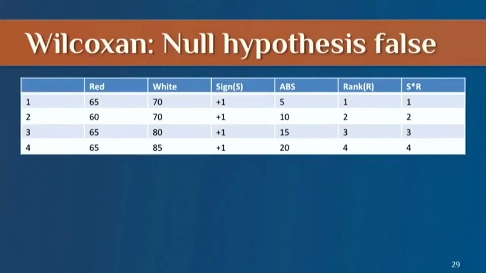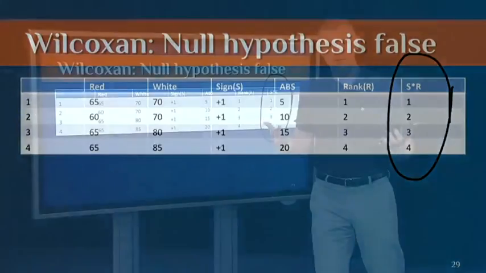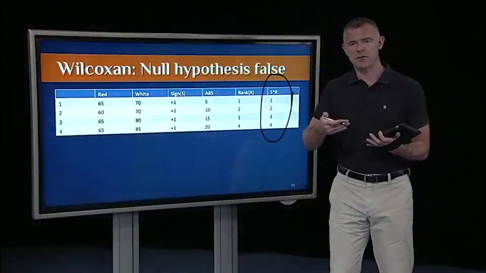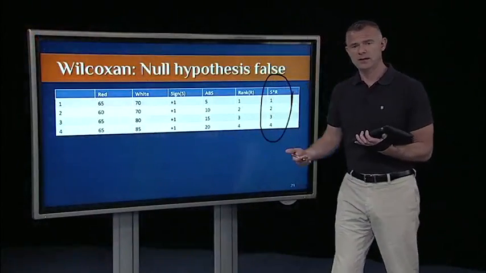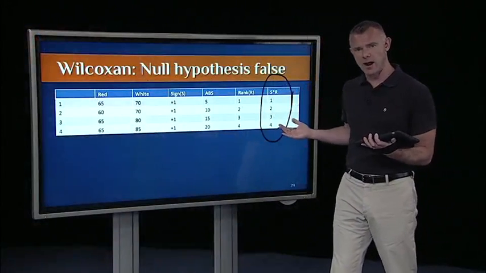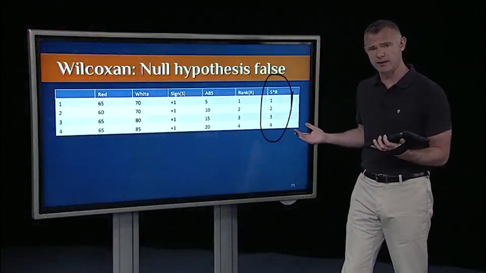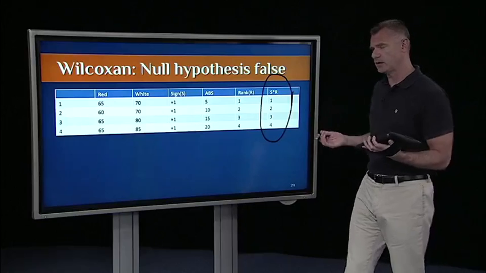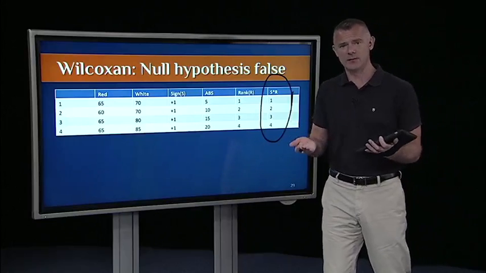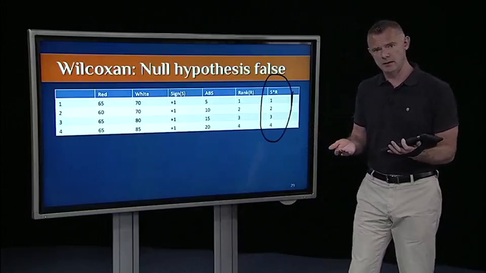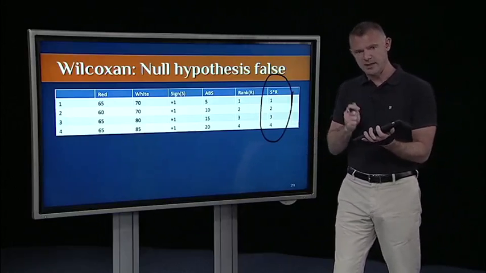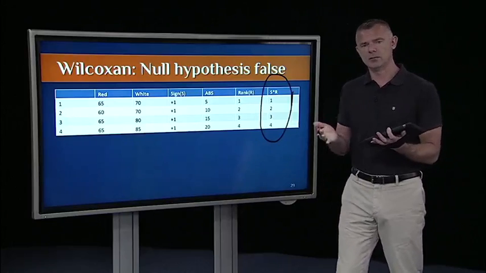And then finally, in this last column, I take the product of the sign and the rank, and then take the sum of those. And now the sum is 10, versus before it was 0. 10 is the highest possible sum of ranks we could get in this example. So that would obviously indicate a significant difference between these two conditions. That's exactly how this procedure works.